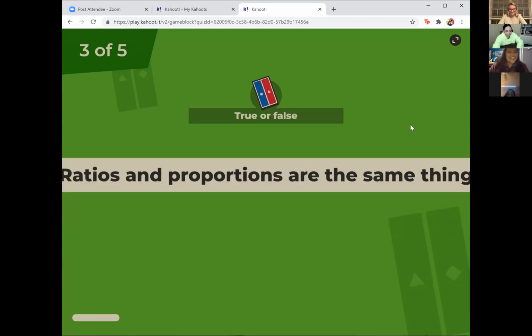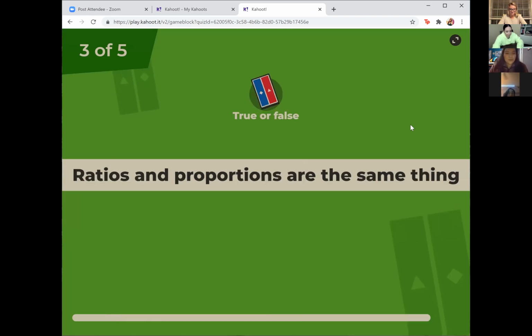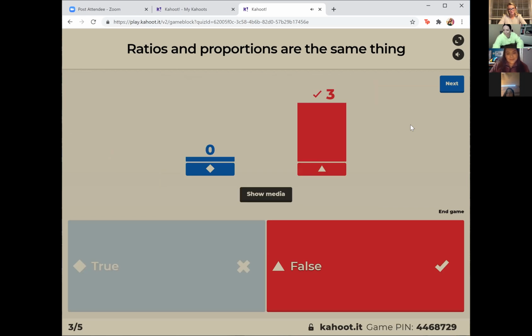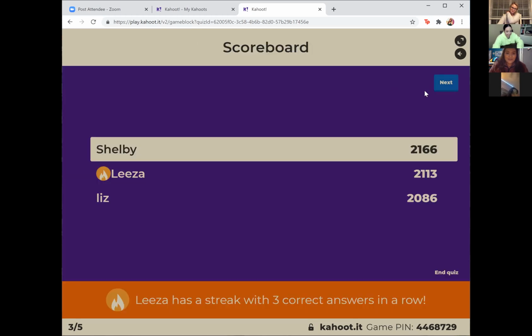Okay, next question. So ratios and proportions are the same thing, are they? Do they have the same definition? That is false. So ratios and proportions are not the same thing. They are similar, but they are different. Dang, you guys are good at this game.